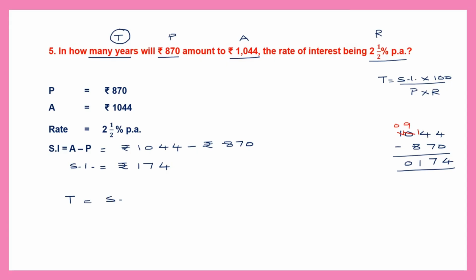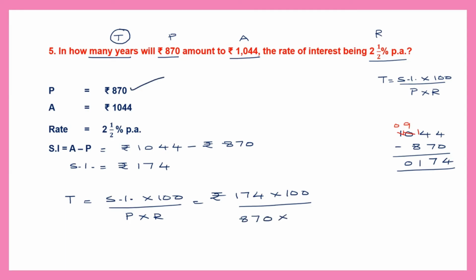Time is simple interest into 100 divided by principal into rate. So simple interest is 174 rupees into 100 divided by principal is already given to us here, 870 into rate of interest is given to us as 2.5% per annum. Now 2.5, let's convert it. So 2.5, this will be 2 2s are 4 plus 1 is 5, 5 by 2%. So rate is 5 by 2%, which we are going to use here.